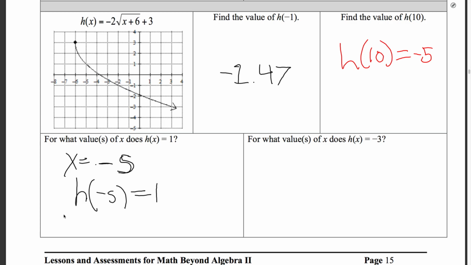Was that Lexi? Cooper? So we're asking where on the graph is the y value -3? What's the x value that gets a y value of -3?